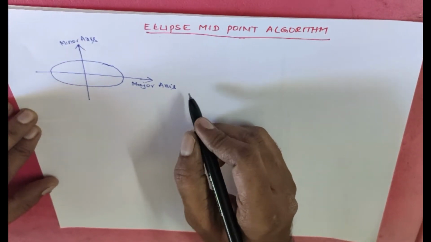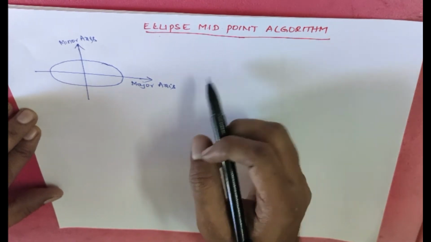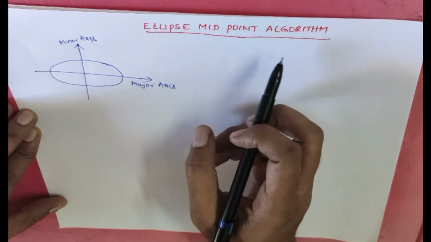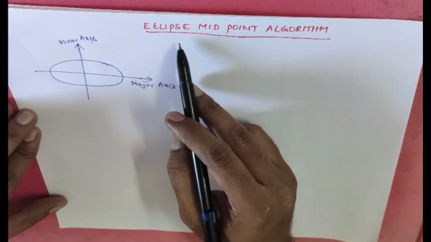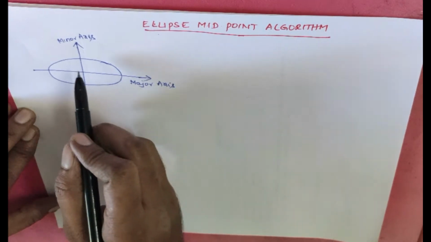Welcome to Knowledge Feast. In this video, we'll be discussing the ellipse midpoint generation algorithm. Circle also has a midpoint generation algorithm. In a similar way, we have a midpoint generation algorithm for ellipse. So now, first we'll see the ellipse.